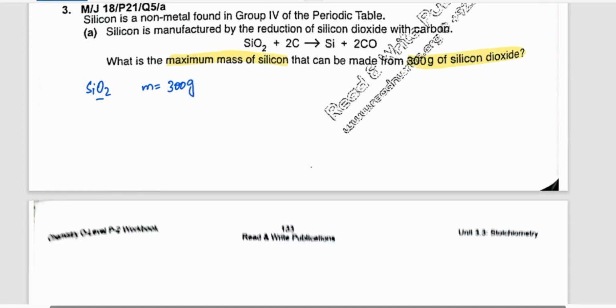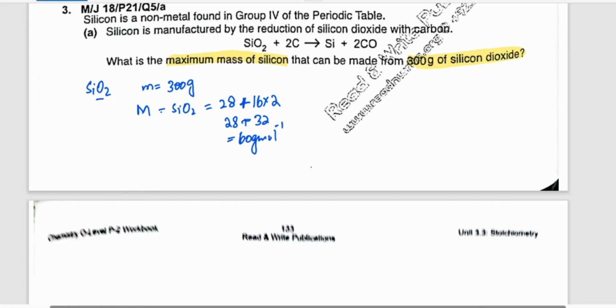What we have been given. Its molar mass, let's find out. Silicon dioxide. Silicon has mass 28 because it has only one atom, so we don't multiply it. Plus 16 for oxygen, and multiply by 2, it becomes 32. 32 plus 28, it becomes 60 gram per mole.